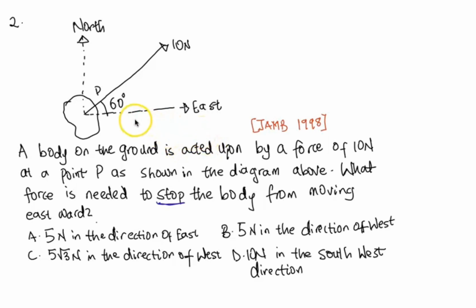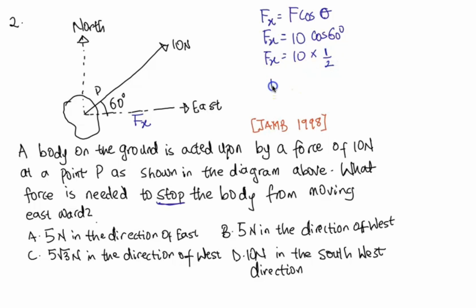So we are going to find what is the force pulling it towards the east, so that we can now know what force is needed to stop the body. So now we are going to find the force acting in this direction. So we are looking for Fx in this case. So we know that Fx will be calculated using F cos theta. So in this case, Fx will be F, which is the force, 10 cos 60 degrees. So Fx will be 10 times cos 60 is 1/2. So half of 10 will leave us with 5 Newton.